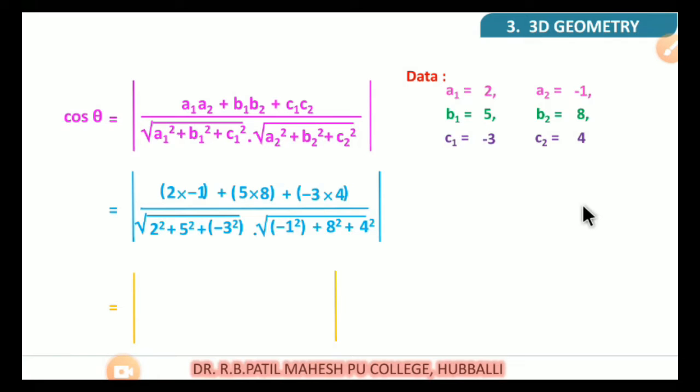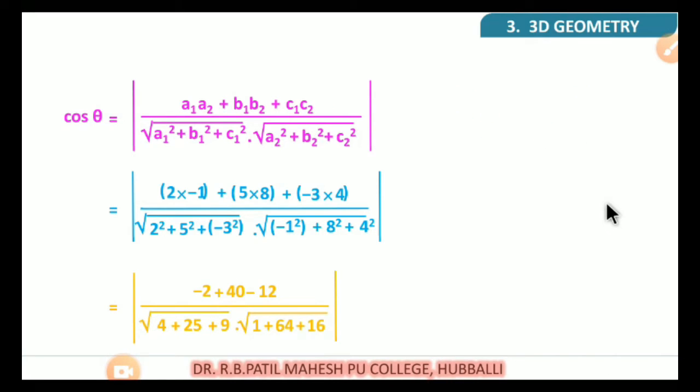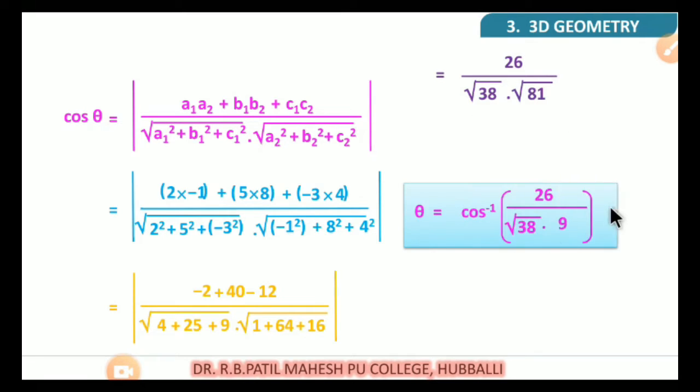So this will be (-2 + 40 - 12) whole divided by square root of (4 + 25 + 9) into again square root of (1 + 64 + 16). So this will be equal to 26 divided by square root of 38 into square root of 81. Now we get the simplest form of this square root of 81. After finding this, theta is equal to cos inverse of 26 divided by square root of 38 into 9. It is the value of theta. So this is the angle between the two lines.